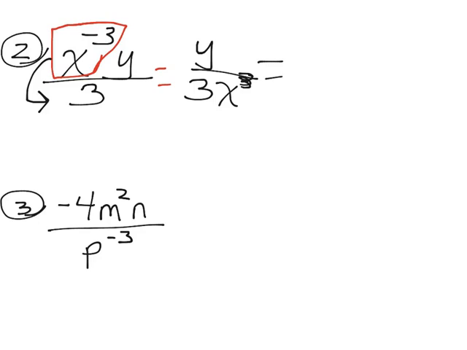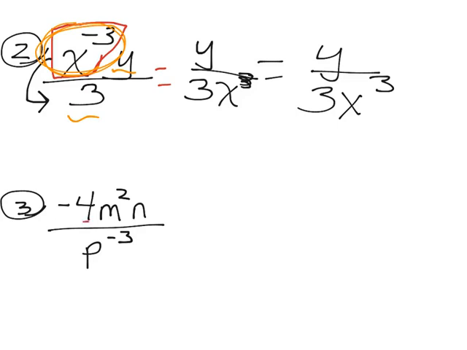Okay? So let me clean this up for you. The final result is going to be y over 3x to the 3rd. Because the only thing that is negative that needs some attention is this little guy right here. Everything else stays in place. Let's look at number 2.